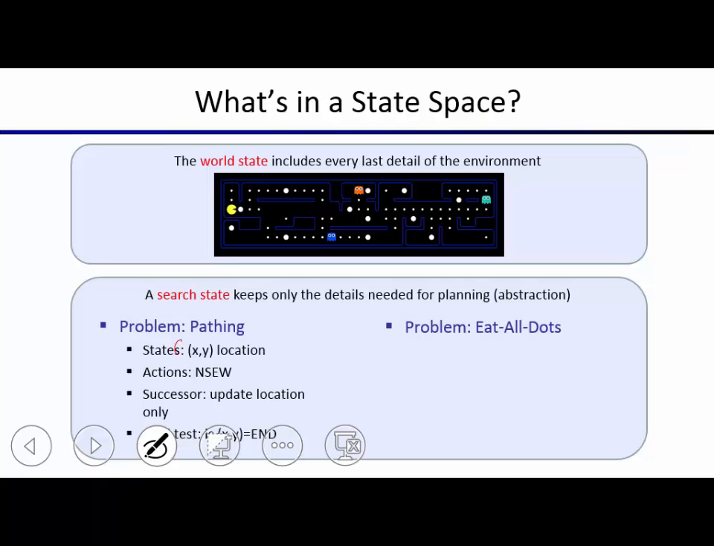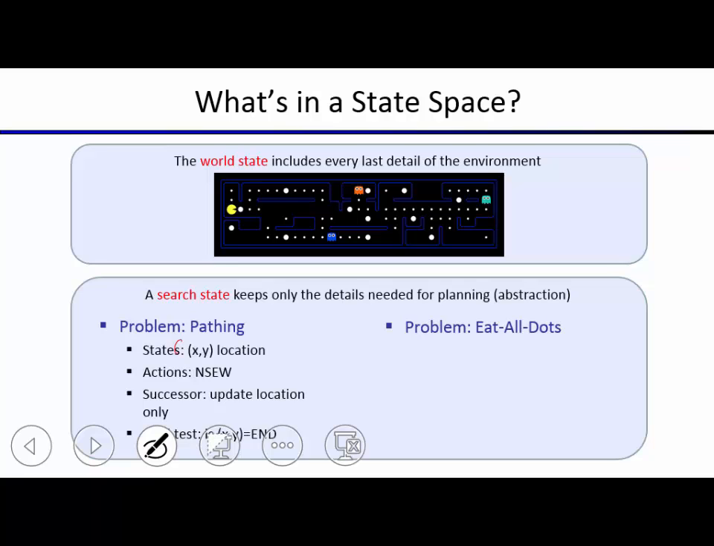Over there. All the locations of the dots, you want that in your state space, because otherwise you're not going to know which ones have been eaten, which ones not. You also want the location of Pac-Man. So a natural choice would be Pac-Man's location and all the locations of the dots that are still there.